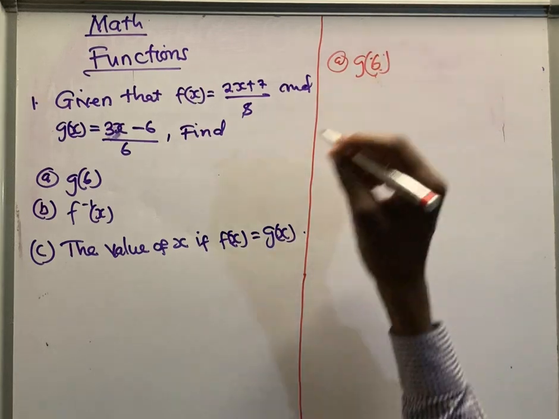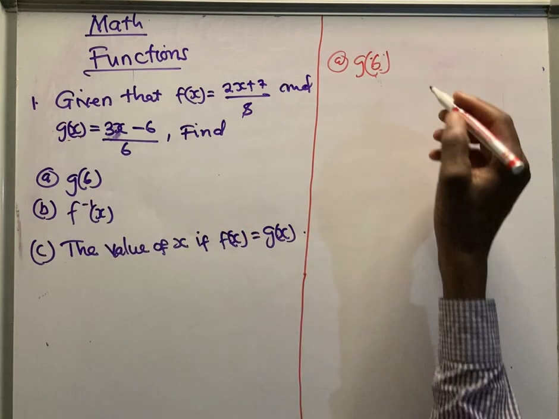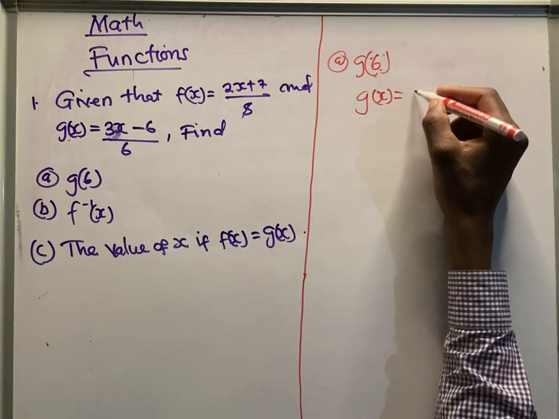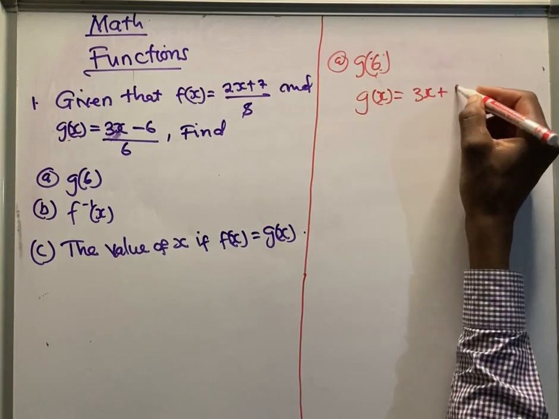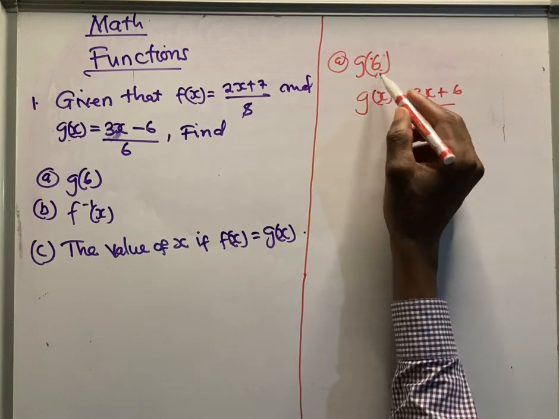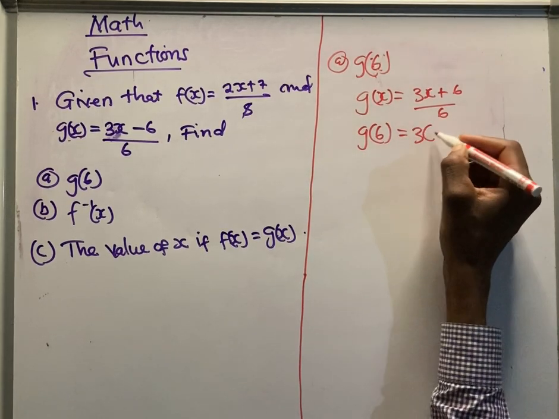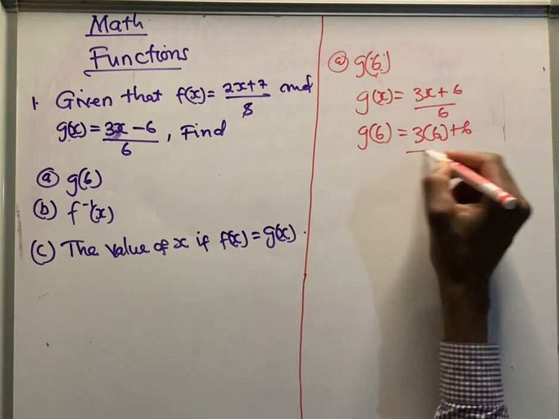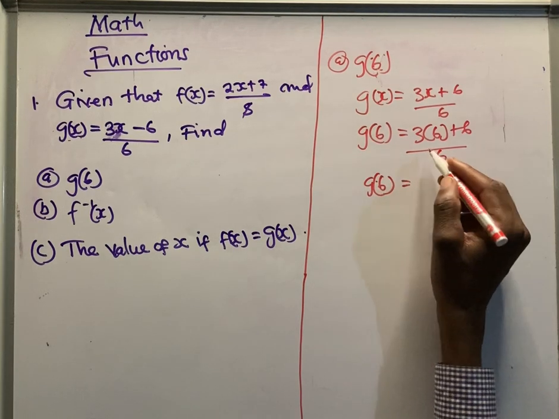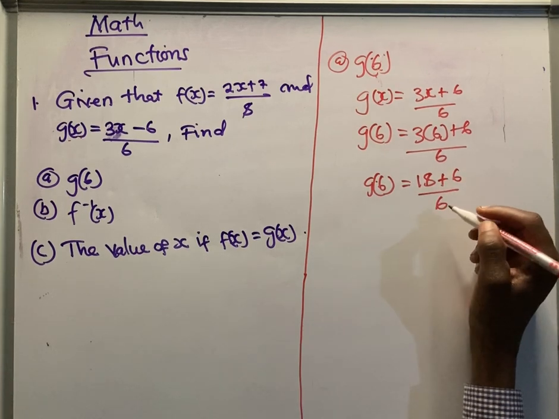Now we have been given two functions, the f of x and the g of x. So the one given is g of x. Therefore, we have to use g of x is equal to (3x + 6) over 6. Now, where there is x, we have to replace with 6. So g of 6 is equal to (3 times 6 plus 6) over 6, which is (3 times 6, which is 18, plus 6) over 6.